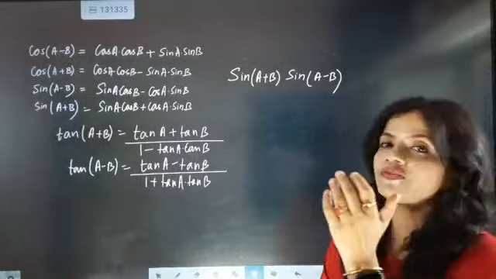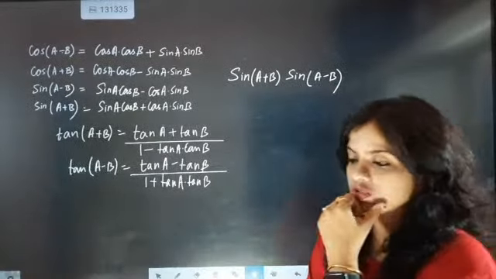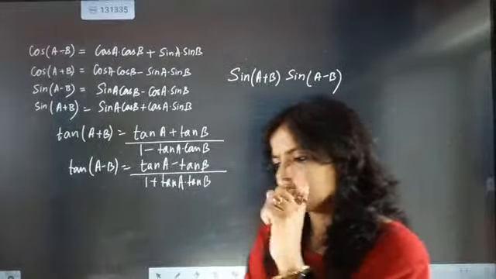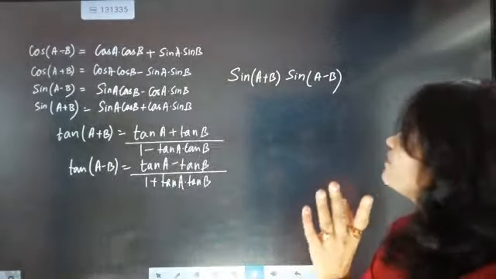In terms of cos, it will become cos square B minus cos square A. Just it will become the reverse of that. It will be very, very interesting to know.